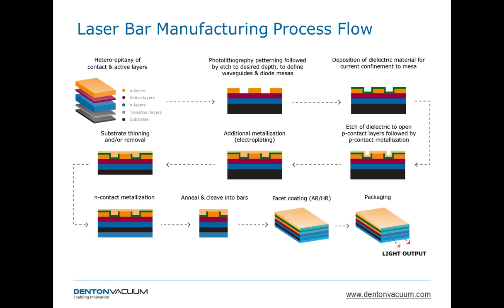Now we're moving on to the N contacts, and that kind of finishes up our metallic layers. We do anneal, cleave them into bars, and are ready for pre-packaging. And typically this includes the facet coatings with anti-reflective and highly reflective coatings, depending on the diode structure, followed by the packaging where a final laser diode is produced.